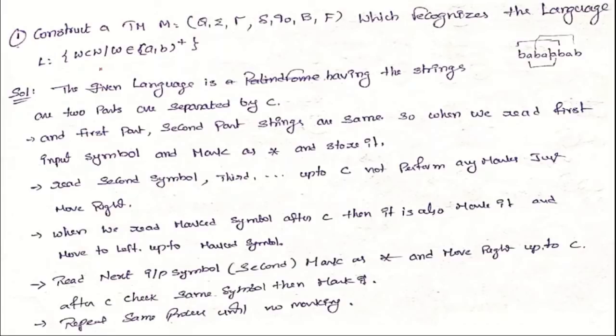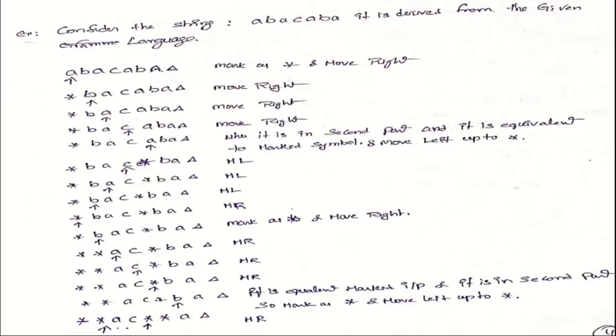Now let us consider an example, some string from the given language. Let W equal ABA. Then the language string is W, C, and then W. Since we assume W is ABA, the string is ABA, C, ABA.